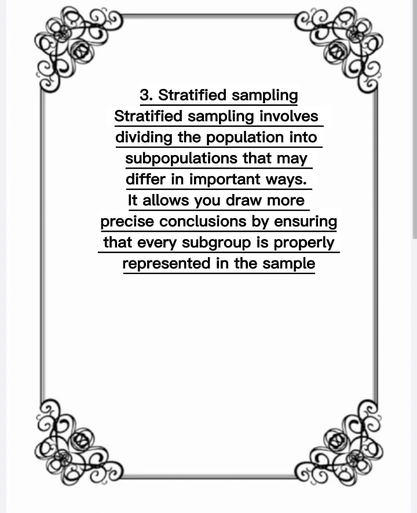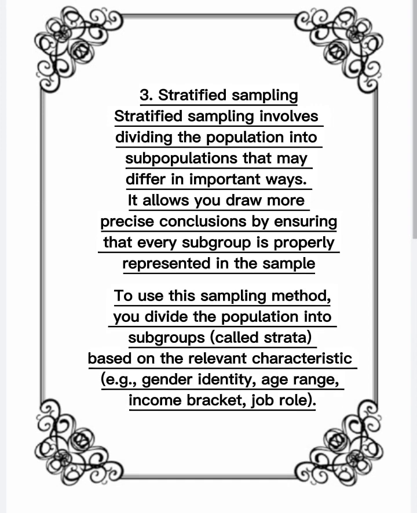3. Stratified sampling. Stratified sampling involves dividing the population into subpopulations that may differ in important ways. It allows you to draw more precise conclusions by ensuring that every subgroup is properly represented in the sample. To use this sampling method, you divide the population into subgroups called strata, based on the relevant characteristic, e.g., gender identity, age range, income bracket, job role.